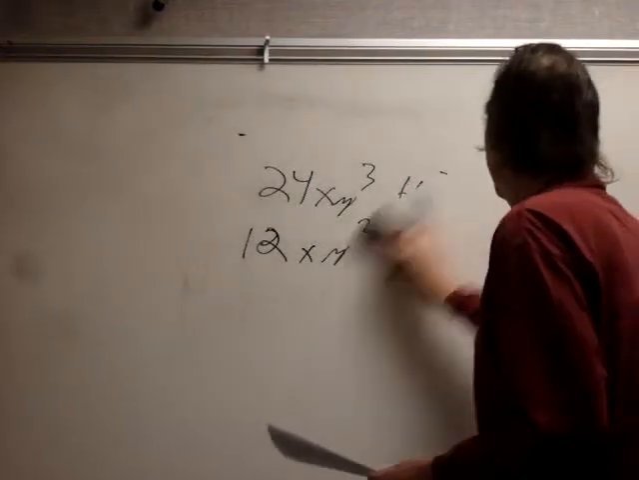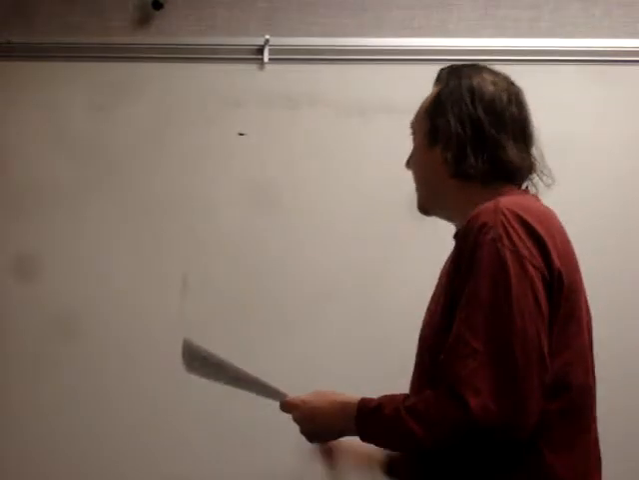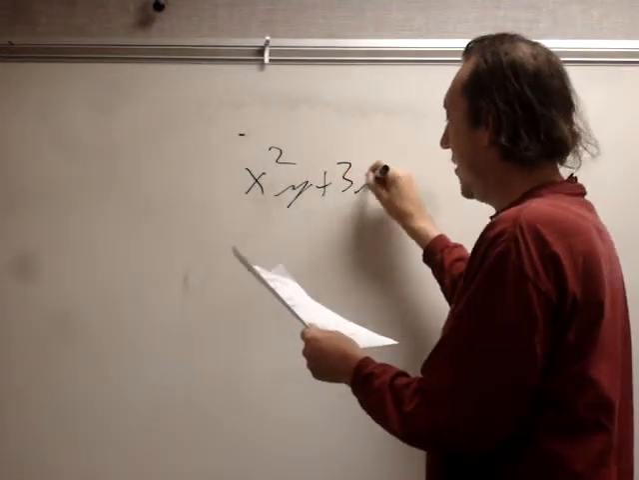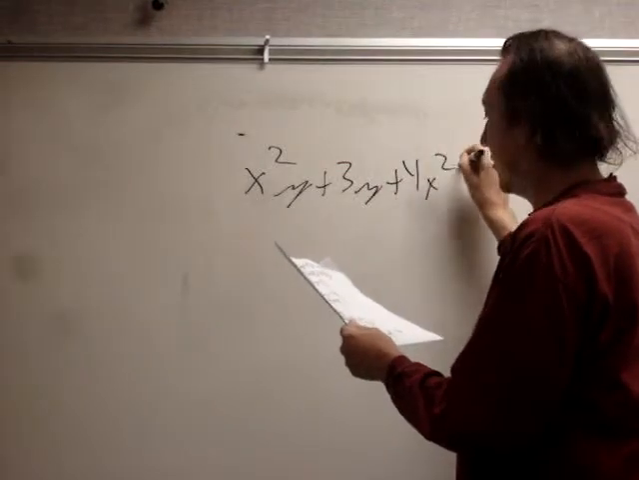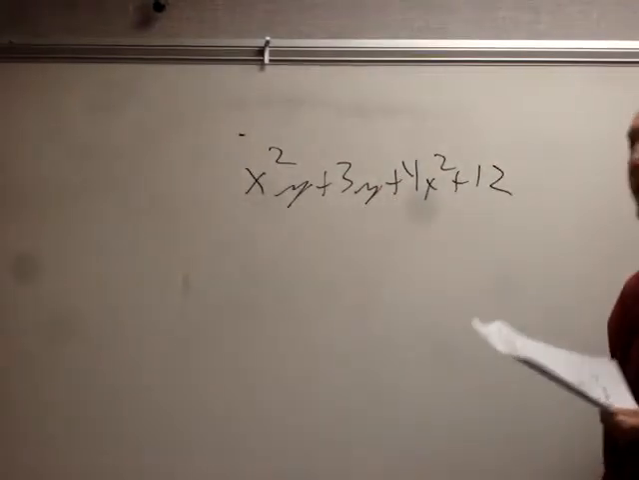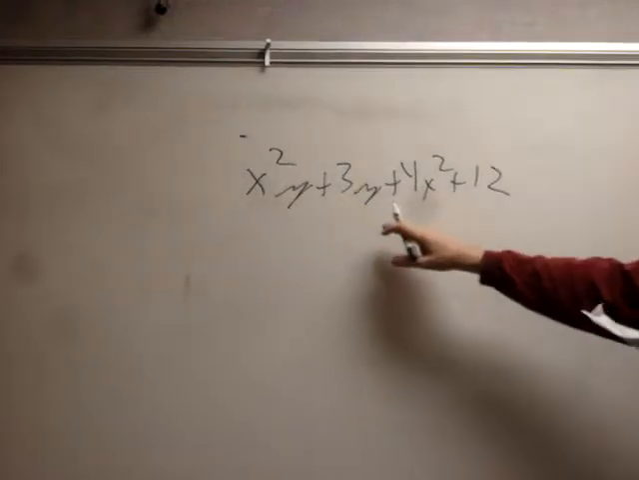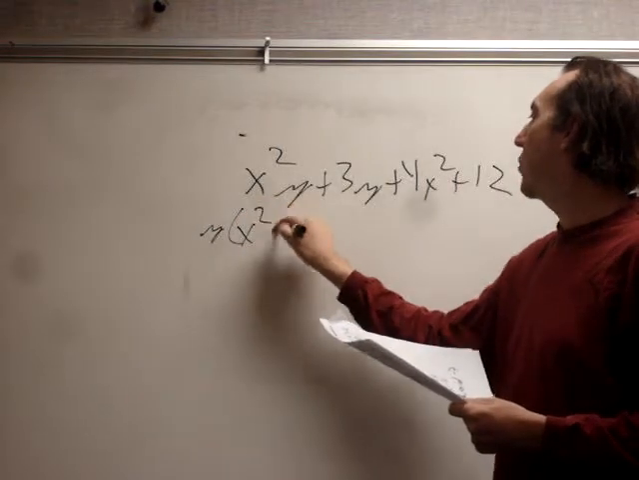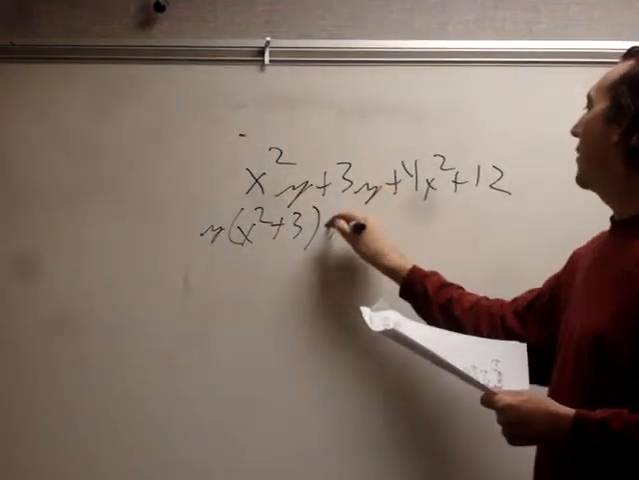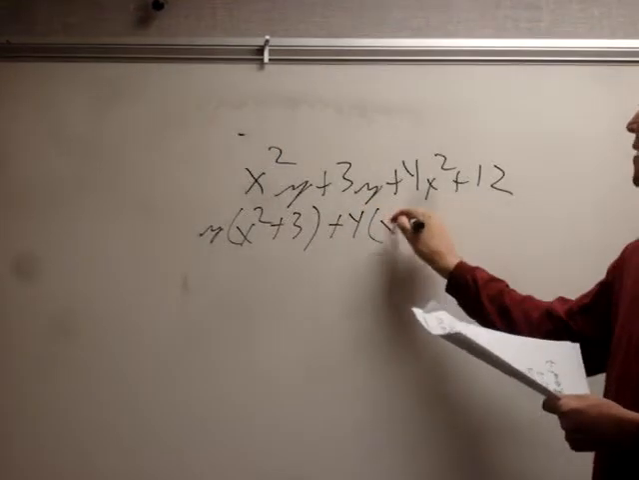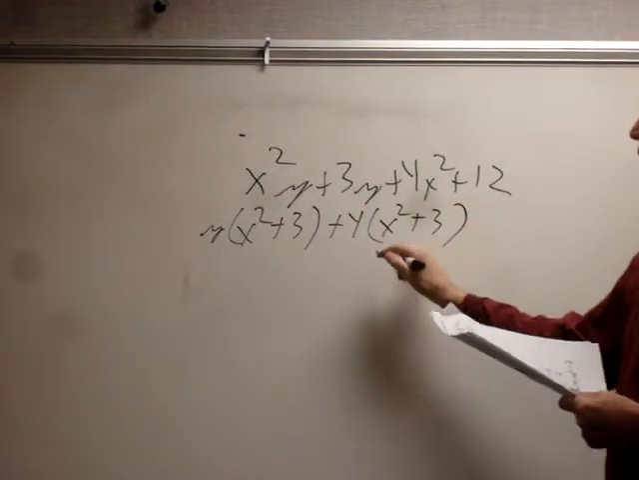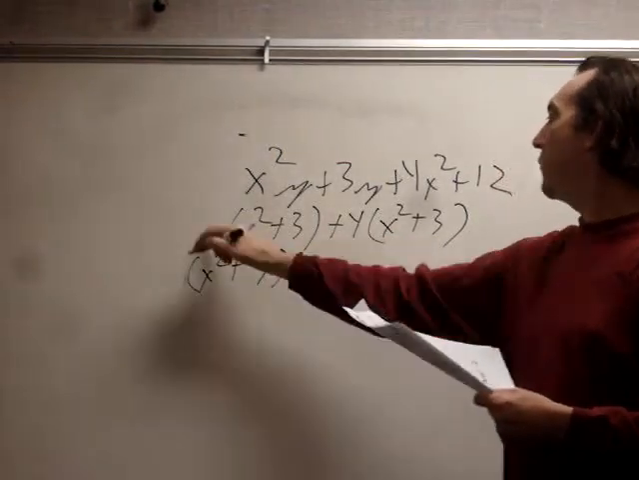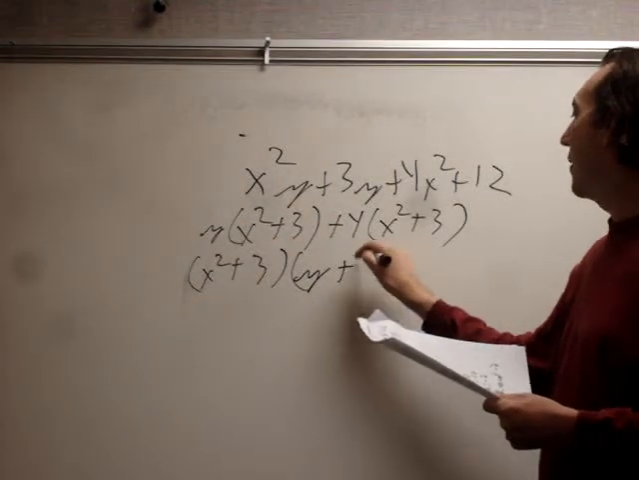Next we're going to be given something with 4 terms, x squared y plus 3y plus 4x squared plus 12, and we need to factor this. To do this, we need to do it by grouping. So we can factor y from the first two and get x squared plus 3. We can factor out a plus 4 from the second and get x squared plus 3. Now we can factor out the x squared plus 3's, and we're left with y plus 4.